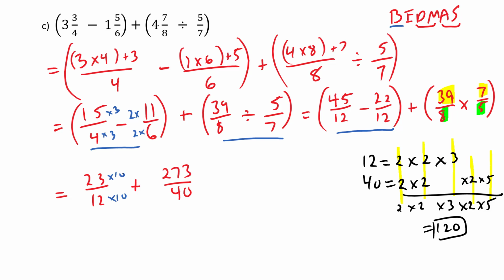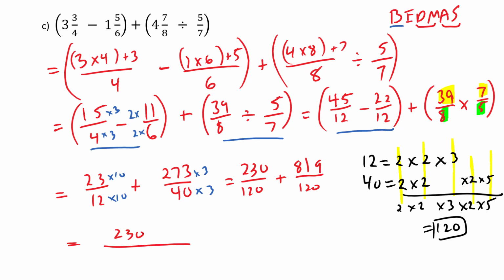Multiply this by 10, multiply this by 3. 230 over 120 plus 3 times 273 is 819. Add those together now. And this is equal to 1049 over 120. How many times does 120 go into 1049? Let's do some long division on that one.